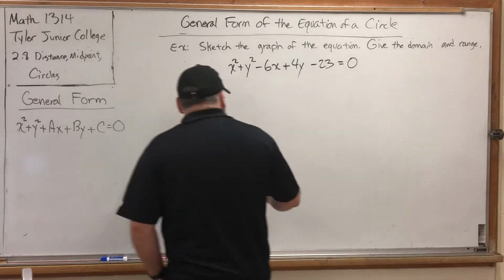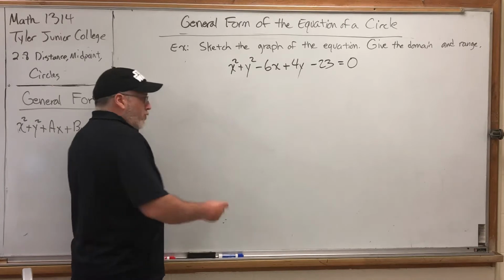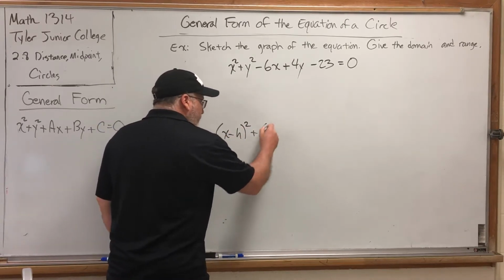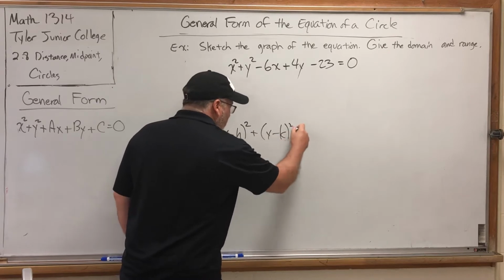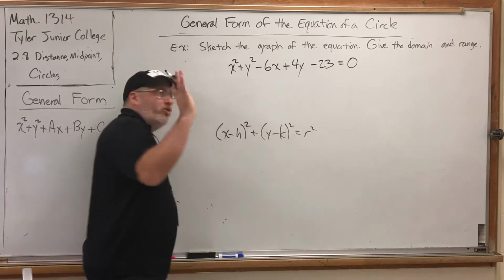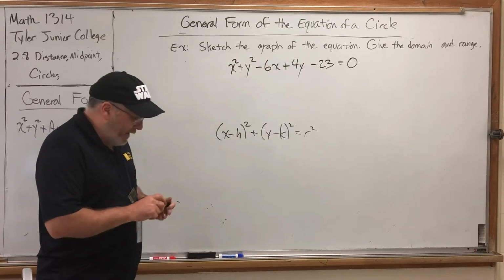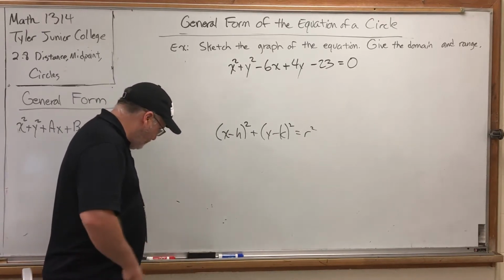Remember, the standard form for a circle is parentheses x minus h squared plus parentheses y minus k squared equals r squared. But this doesn't look like that. It has no parentheses, has too many terms. So how are we gonna fix this?